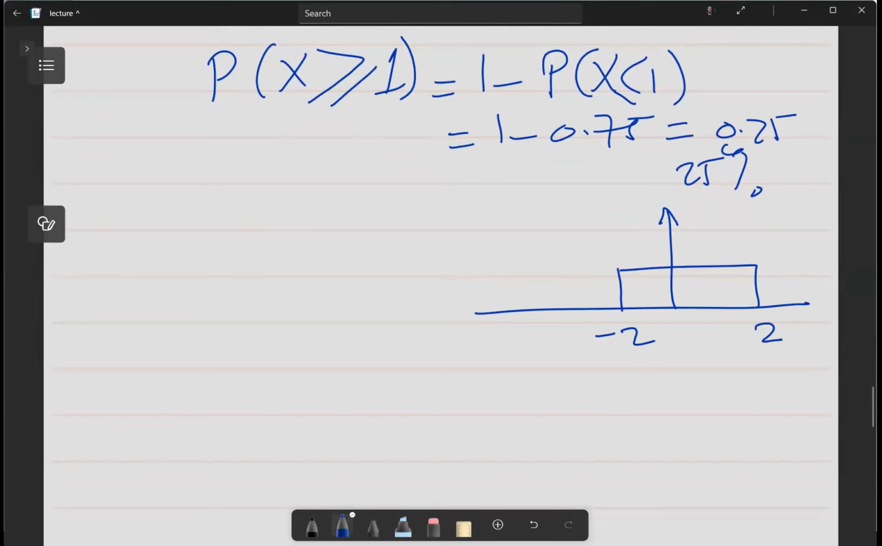Okay, actually this uniform distribution is the simplest continuous distribution that you can find. It is just uniform, as you can see. So and here it will be 1/4, of course.